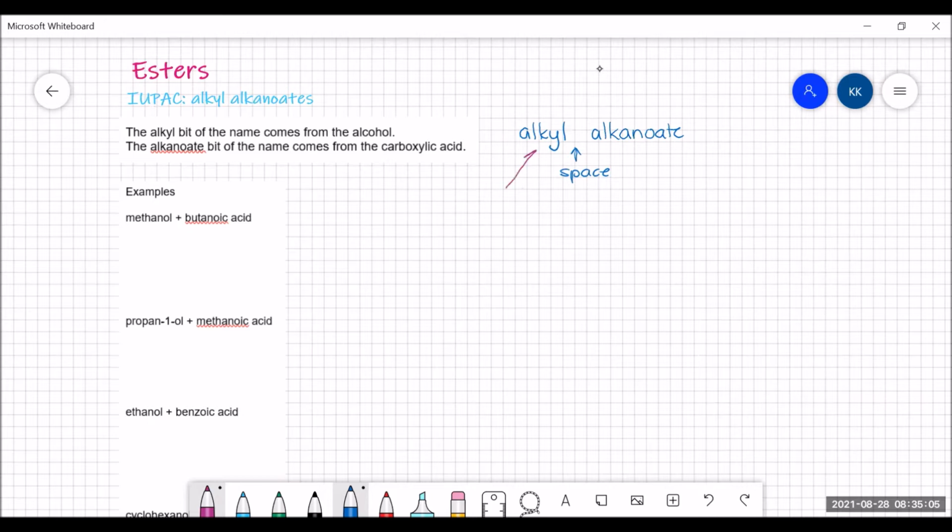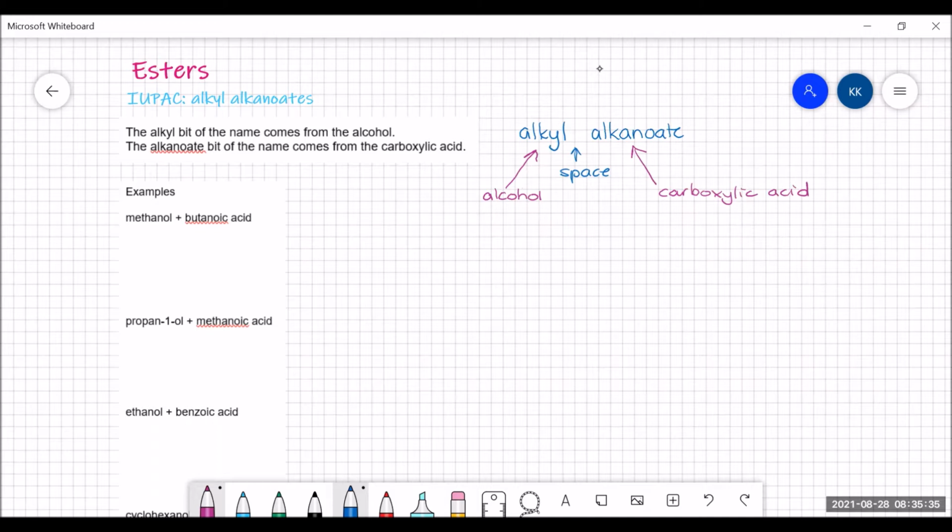The first one, the alkyl part of the name, comes from the alcohol that it's made from. Of course, you'll remember from our video on esterification reactions of alcohols that esters are made from alcohols and carboxylic acids. So the alkanoate name comes from the carboxylic acid. So if you know what your ester has been made from, it's really easy to name it.